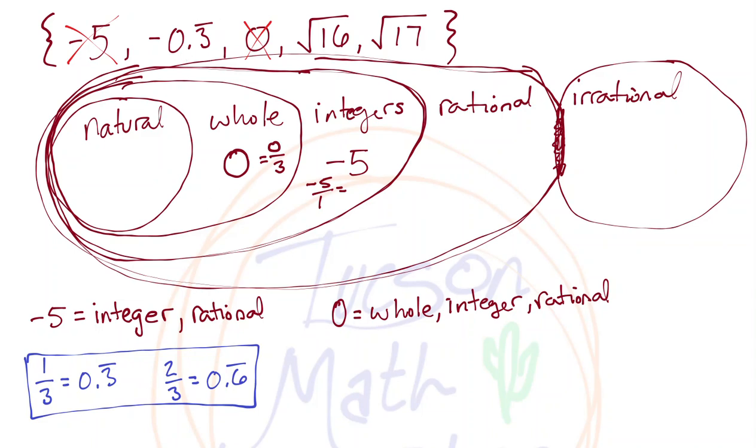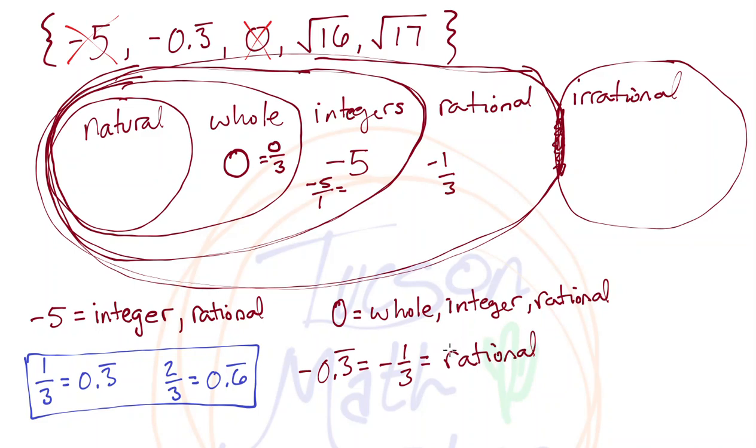That negative 0.3. We know that negative 0.3 repeating, sorry, different than 0.3, negative 0.3 repeating is negative 1/3. And that is, well, that's a rational number. 1/3 is a rational number, and negative 1/3 is a rational number. So we'll say that's a rational number.